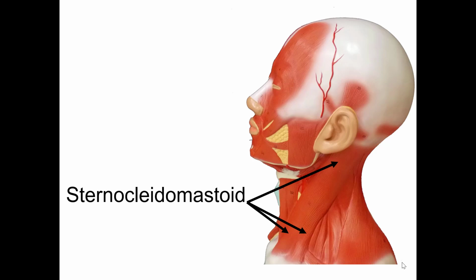The large neck muscle is the sternocleidomastoid muscle. This is named for its origins and insertions. It originates on the sternum and the clavicle, that's the cleido part of the word, and it goes up and attaches behind the ear to the mastoid process on the temporal bone.